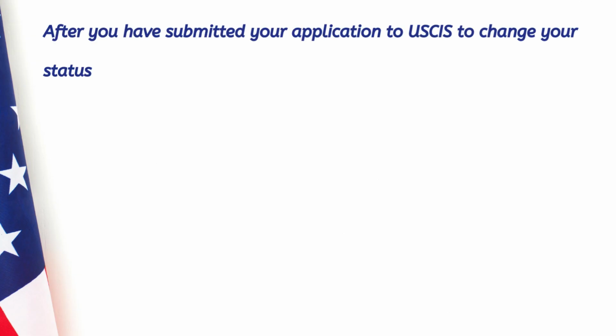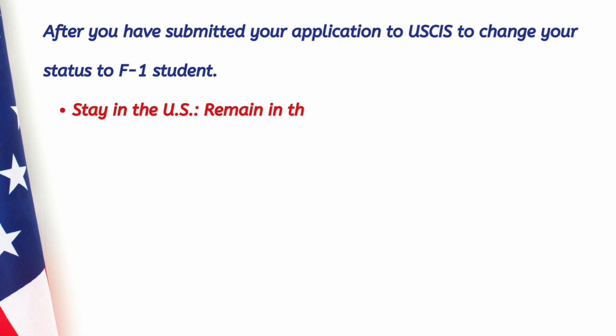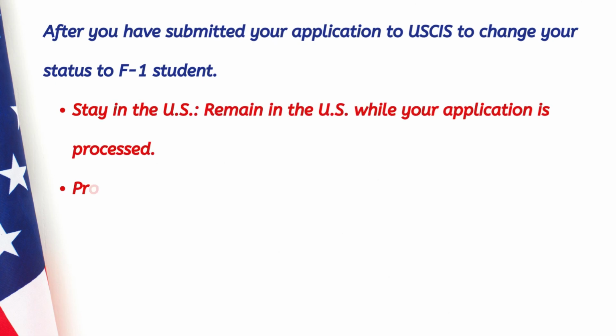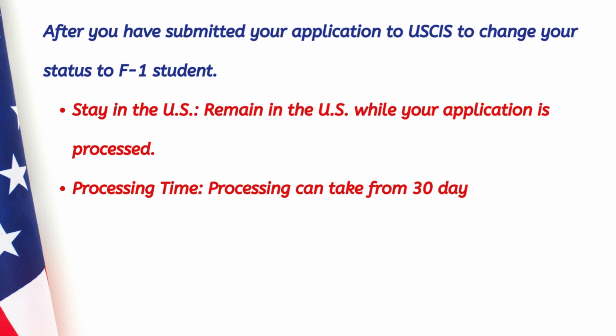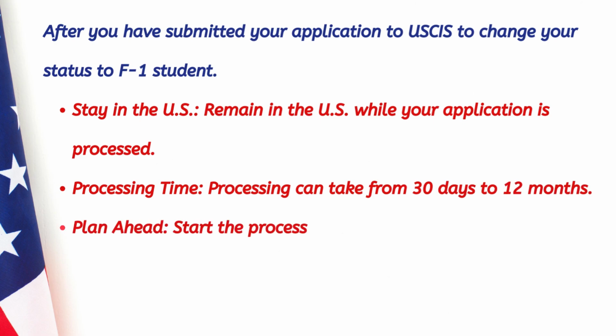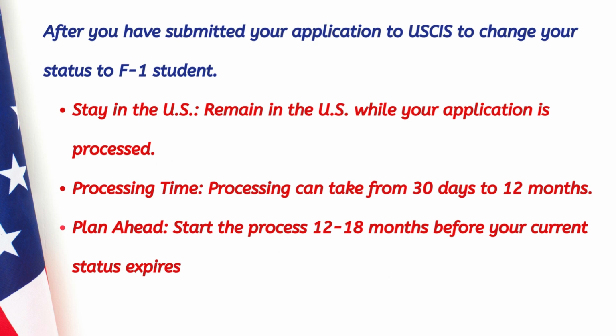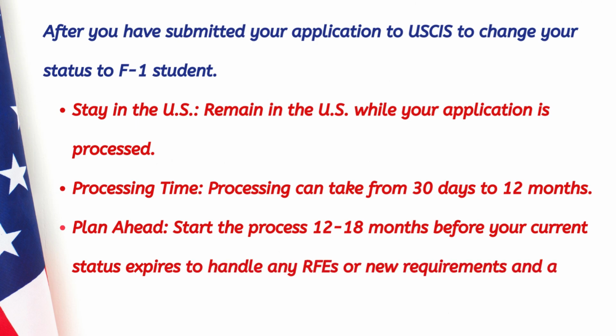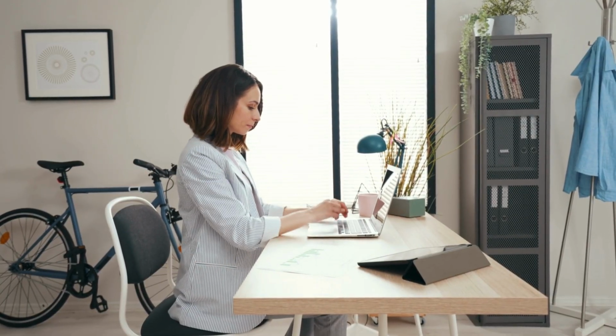After you've applied to USCIS to change your status to F-1, you must remain in the United States while your application is being processed. The processing times can vary significantly, ranging from 30 days to as long as 12 months. Given this variability, it is crucial to plan ahead.